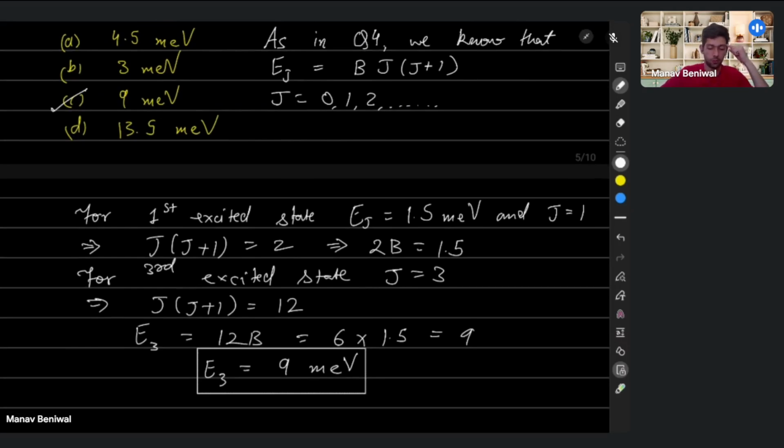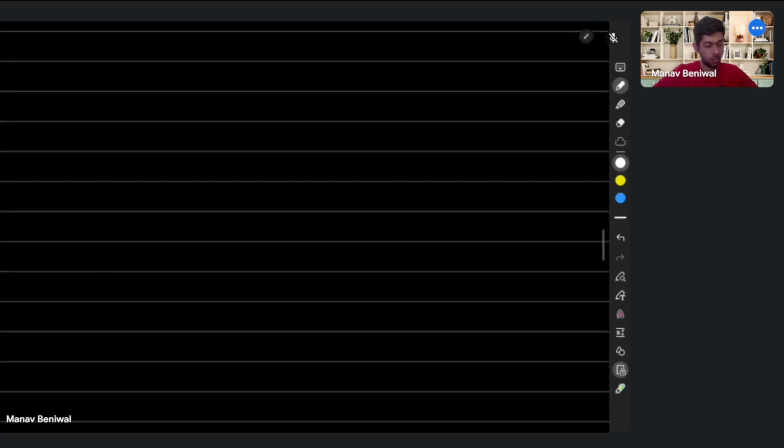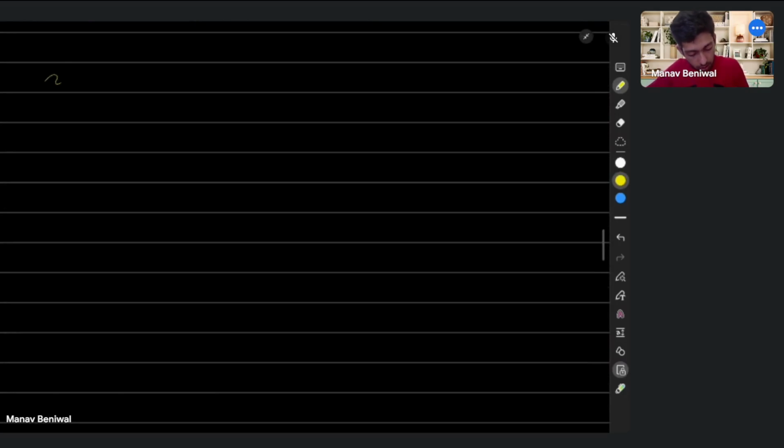So we used the energy level formula of the rigid rotator. The first excited state's energy was given to us, from where we find the value of the rotational constant B, and then once we know B, we can find the energy of any excited state. In this question we were asked for the third excited state, so J is 3, and we get our answer. So this was question 8. Let's do question number 9.